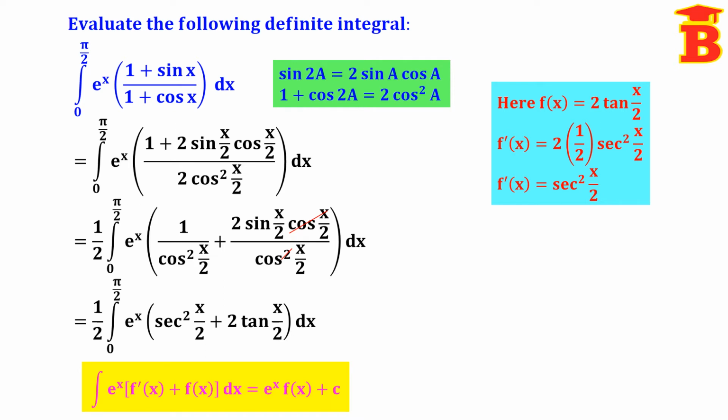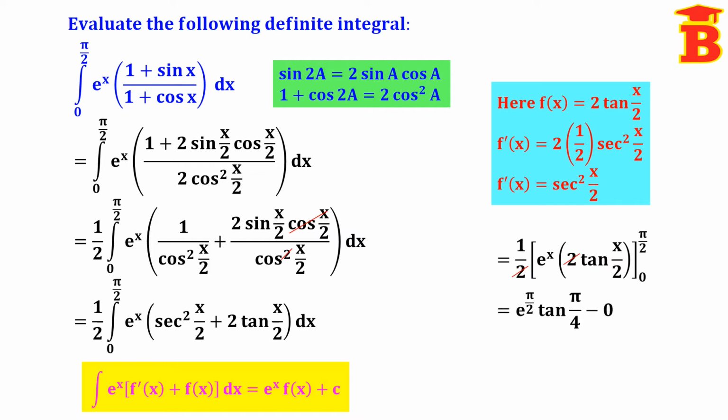So using this formula, this is equal to, we have 1 by 2 outside into, the formula is e power x into f of x. So e power x into f of x is 2 tan x by 2 and the limit is from 0 to pi by 2. Here this number 2 we can cancel and now substitute the limit. We have to substitute upper limit minus lower limit.